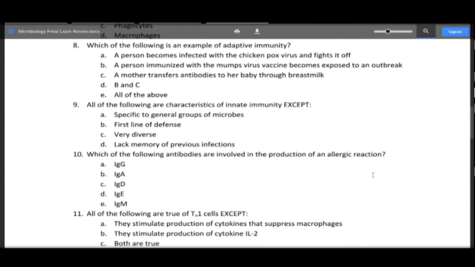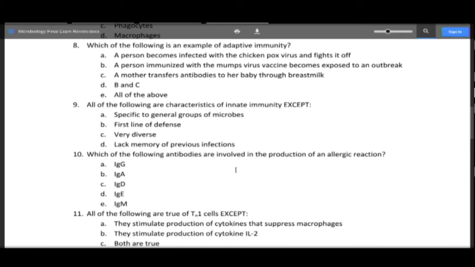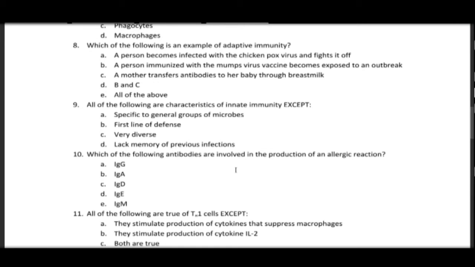So then we have 10. It says, which of the following antibodies are involved in the production of an allergic reaction? And our answer choices are IgG, IgA, IgD, IgE, IgM. So this is kind of remembering what the functions are for our different antibodies or immunoglobulins. Immunoglobulin, or Ig, and antibody are the same thing.